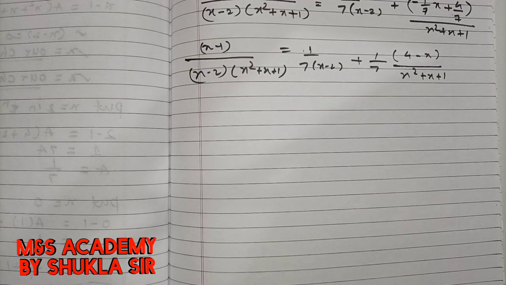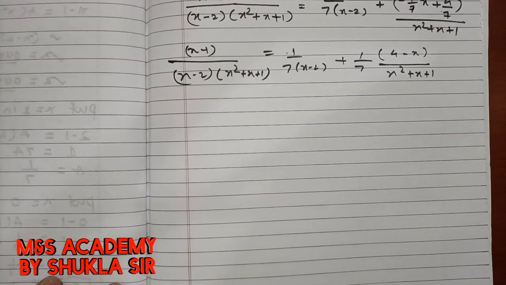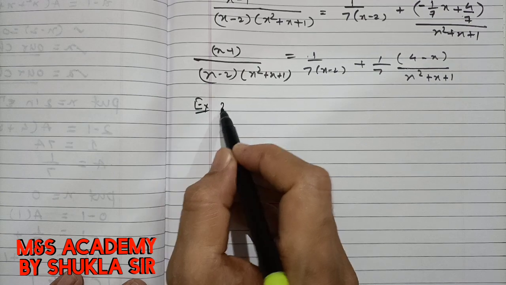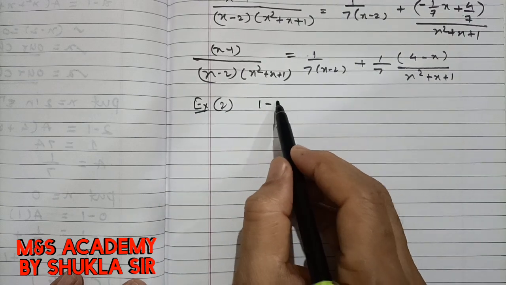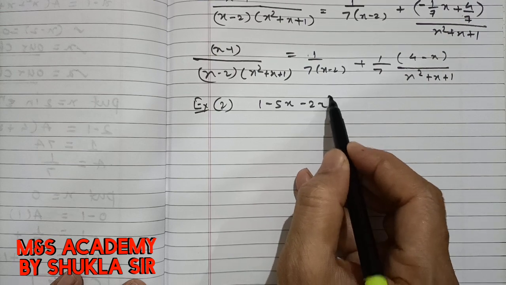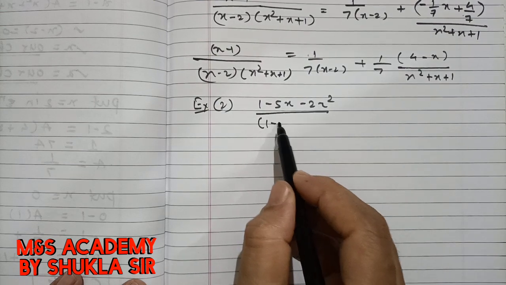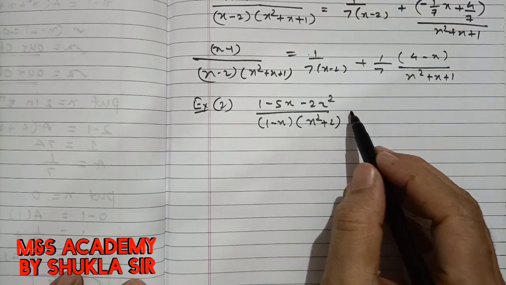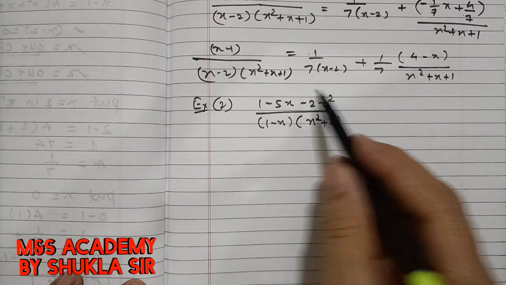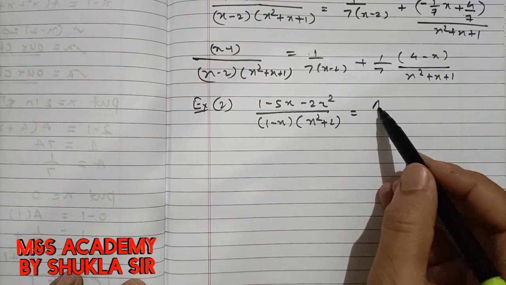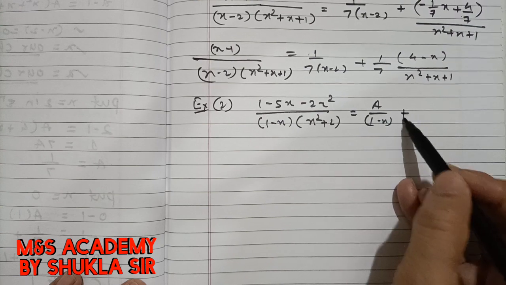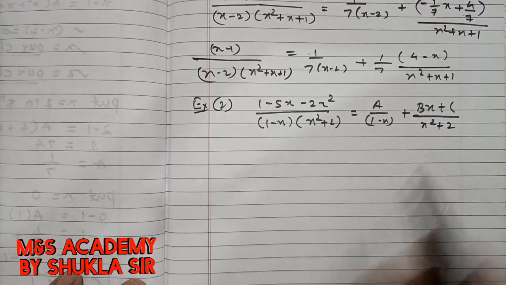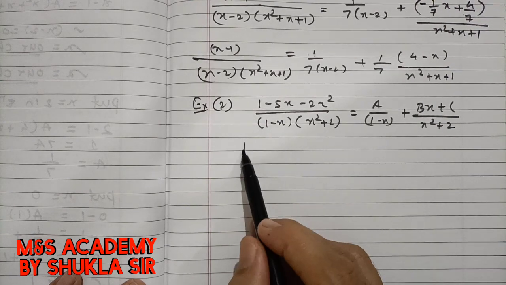Next example to support this type. Example 2: 1 minus 5x minus 2x square divided by 1 minus x times x square plus 2, which can be written obviously as a by the linear factor plus bx plus c over x square plus 2. So you can consider this as homework.